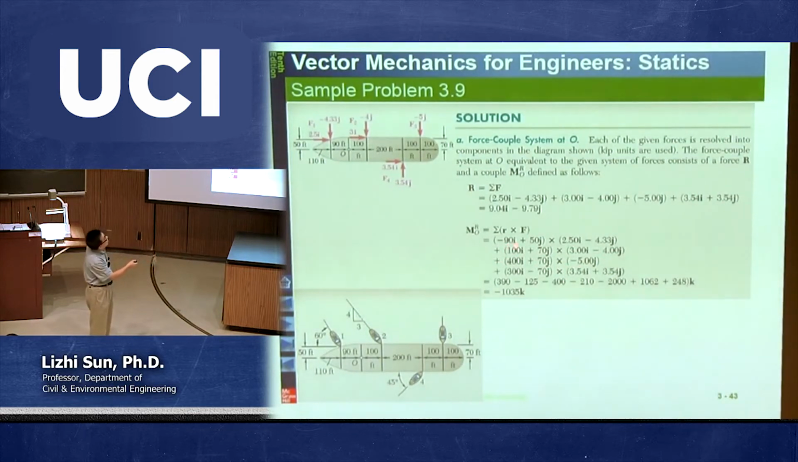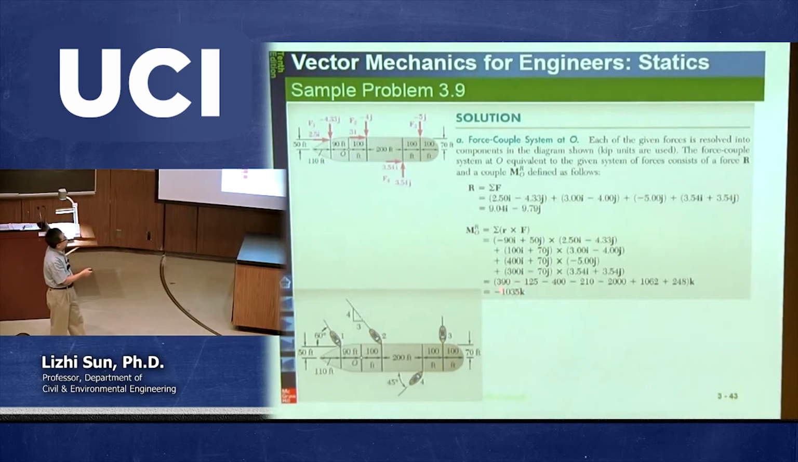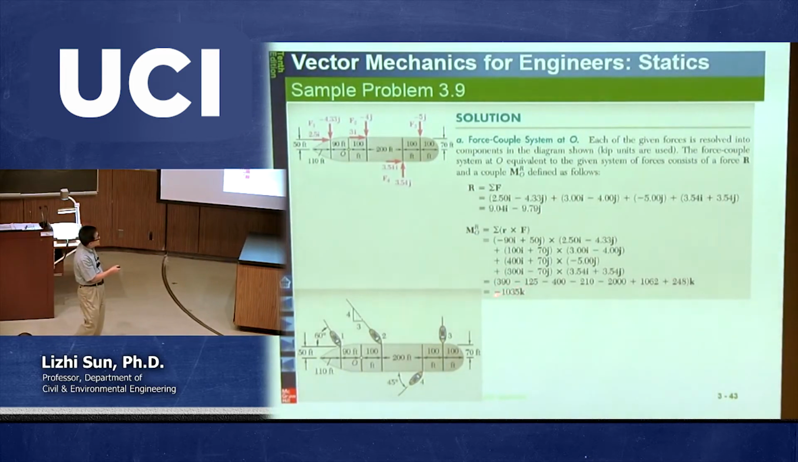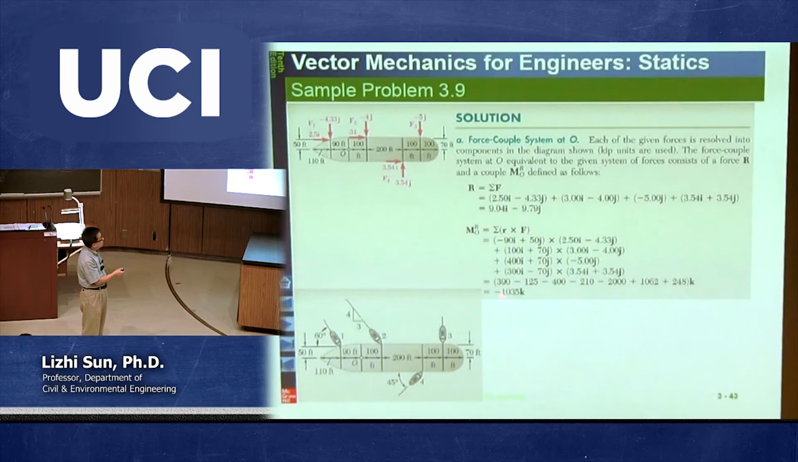So basically i cross i equals 0, i cross j equals k, and you finally end up with this number. It's going to be negative 1035 k. In other words, the resultant moment is 1035 in terms of the magnitude. They forgot to write the unit, okay? So you need to know how to write the unit. The unit is kip-feet. And this negative sign indicates clockwise.